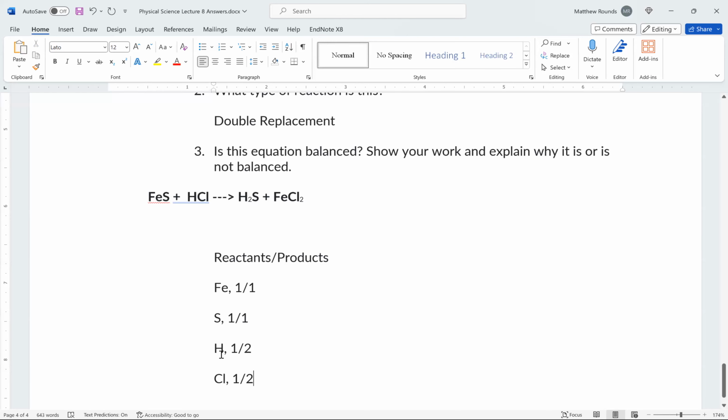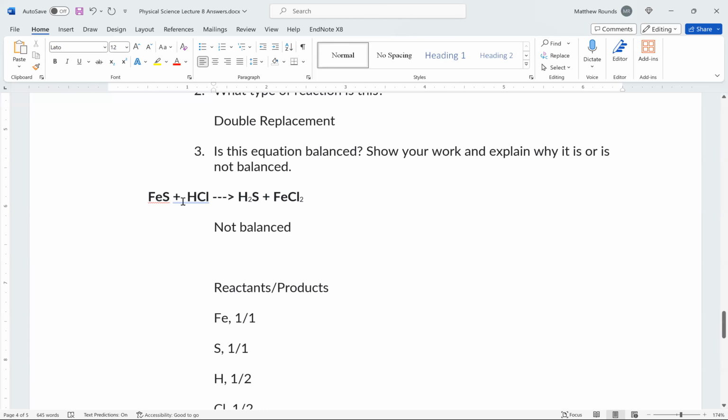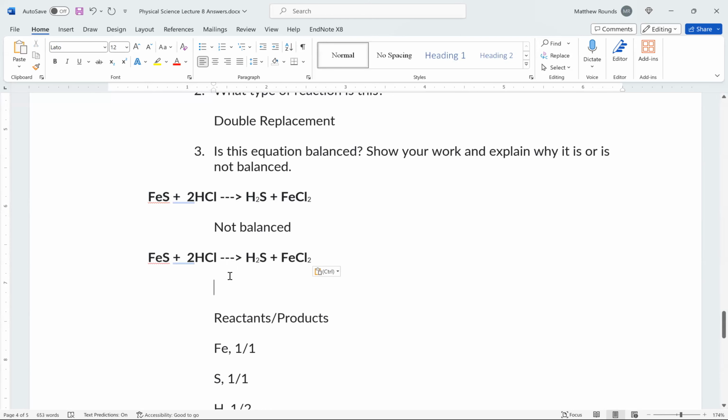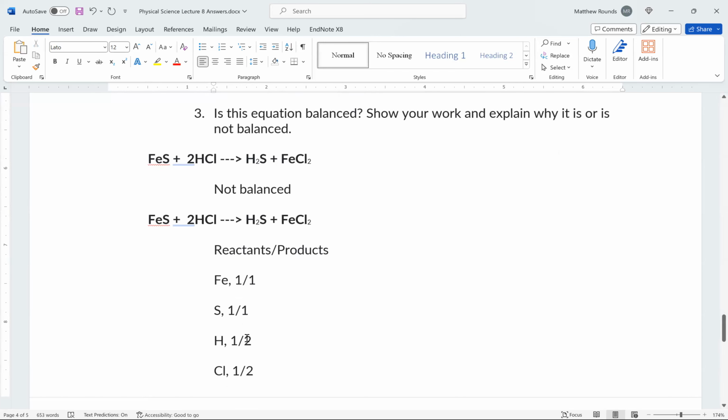Okay, so we have a problem. It's not balanced currently, so we should say that: not balanced. Okay, and then we should balance it. To balance it, if you put a two in front of the HCl, how many H's do you have now to start, and how many Cl's do you have now to start on the left side? Look at this line now. How many H's, how many Cl's?